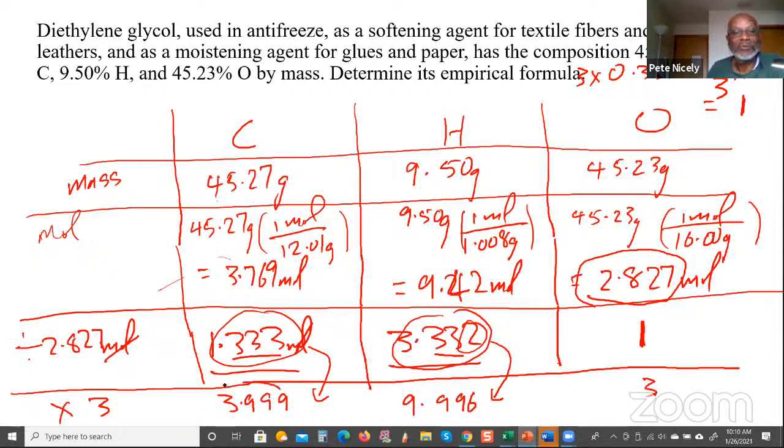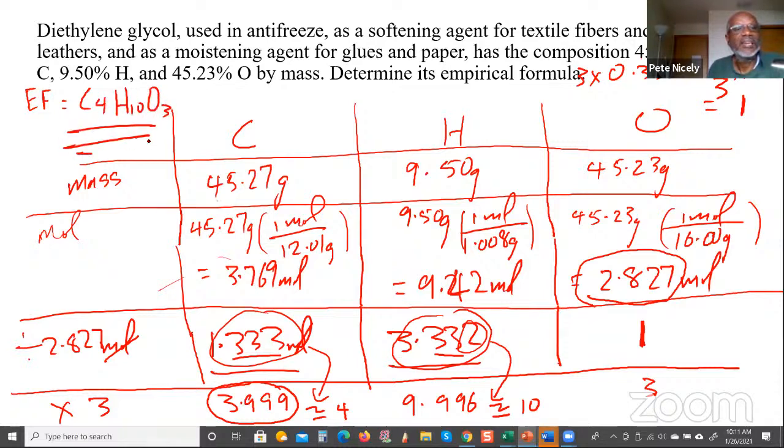So now you have numbers which are very close to integers here. The 3.999 is approximately 4, right? And the 9.996 is approximately 10, all right? So therefore, the empirical formula for this compound will be equal to C4H10O3. And that's how you do that type of problem.